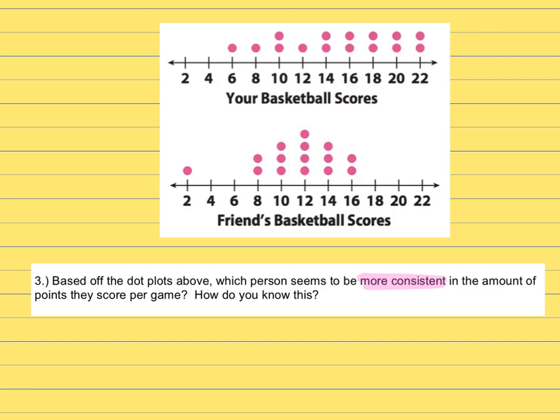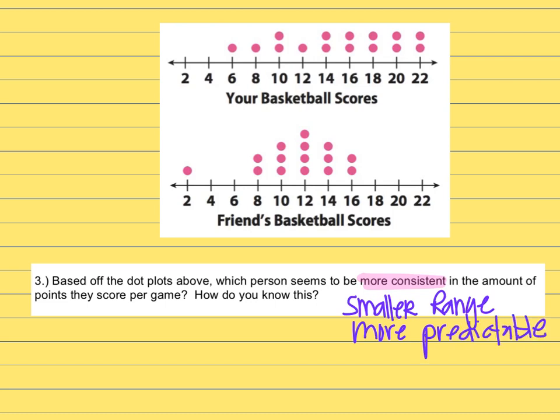I want to know, let me go back to pen, sorry, which person has a smaller range? They are more predictable. Smaller range or more predictable. My friend, most of their points go from 8 to 16. This little guy out here is an outlier. My basketball scores, I go anywhere from 6 to 22. So I'm not as predictable of how many points I'm going to score. I score more points in some games, but I have a very wide range.